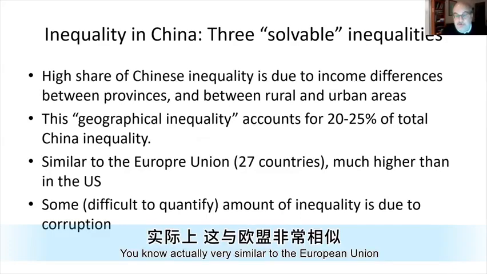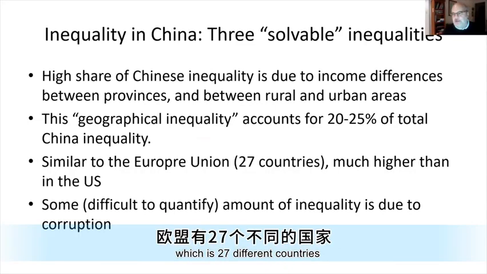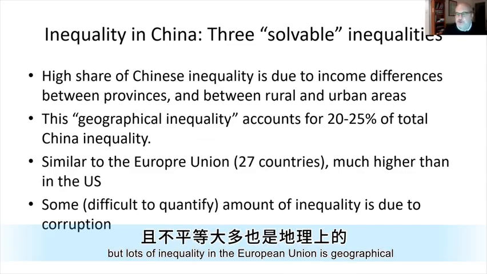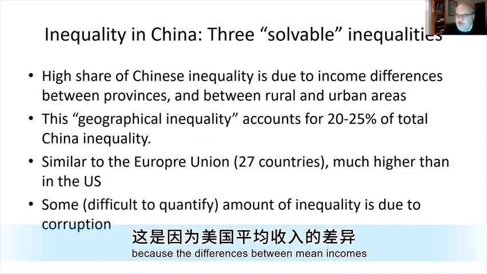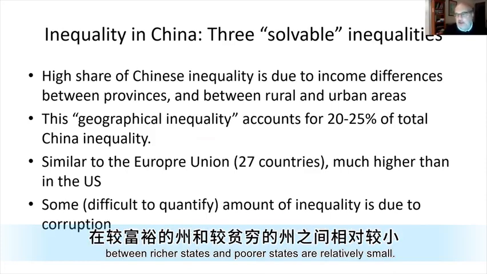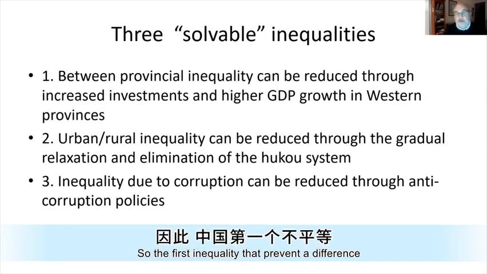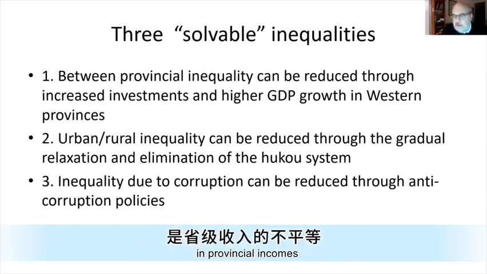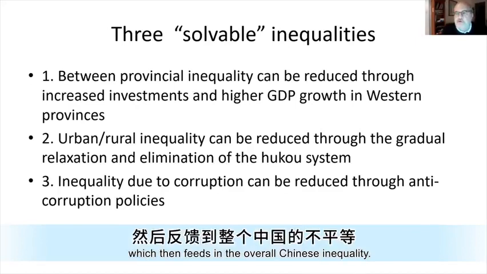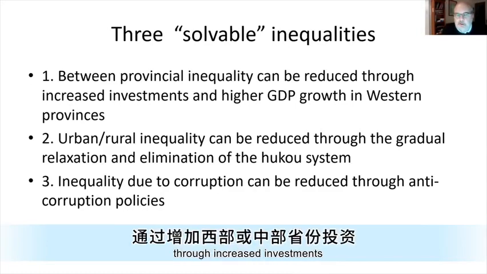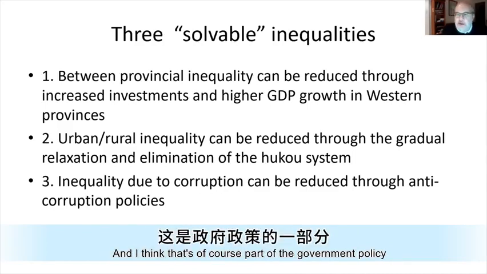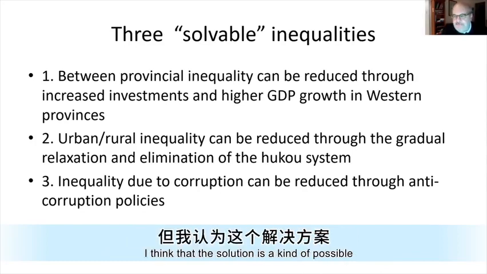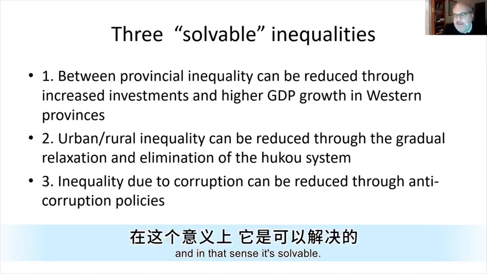And actually very similar to the European Union, which is 27 different countries, but with lots of inequality that is geographical. Whereas, for example, in the United States, the geographical part of inequality is very small because the differences between mean incomes of richer states and poorer states are relatively small. So the first inequality, that difference in provincial incomes, which feeds into overall Chinese inequality, I think is potentially solvable through increased investments and higher GDP growth rates in Western or central provinces. And I think that's, of course, part of the government policy. While it is not an easy solution, I think the solution is possible to envisage, and in that sense, it's solvable.